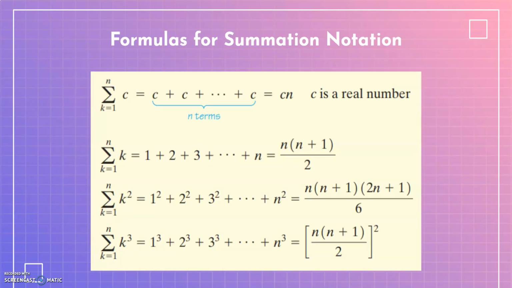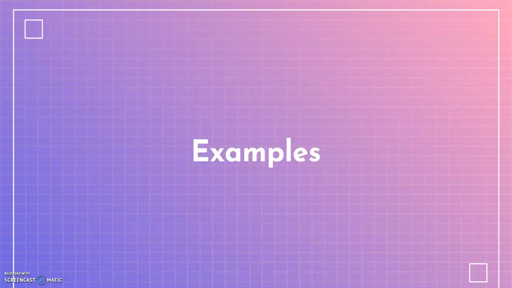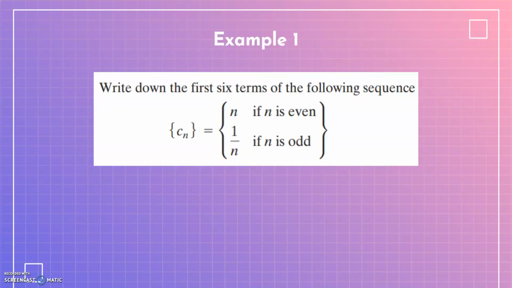Next, we also have a few formulas for summation notation. These are incredibly useful for scenarios where the expression contains either a constant or a variable to a certain power. Now, let's look at a few examples to practice what we've learned.